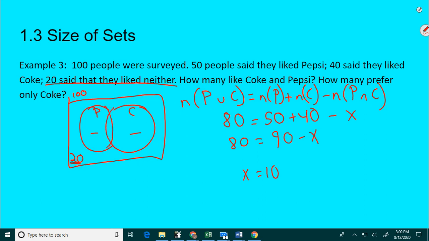Now we can complete our Venn diagram and we can answer our last question also. So the intersection was 10. We want to know how many prefer only Coke. Well, if 40 total like Coke, 10 are in the middle, over here has to be 30. So 30 only like Coke. All right, so that's where the formula can get you started. Get you going on the problem a little bit.